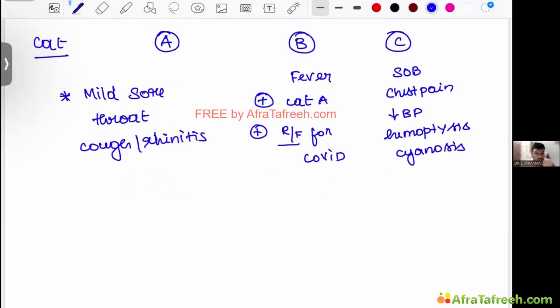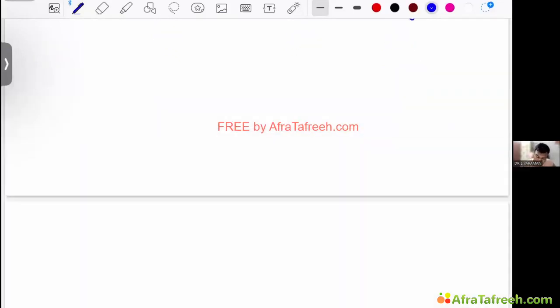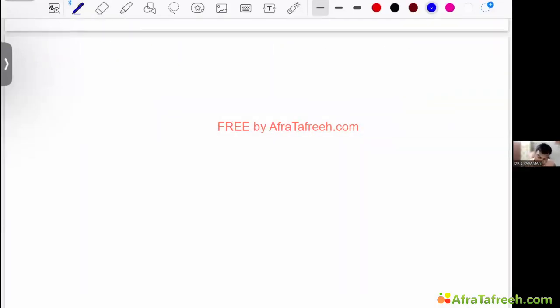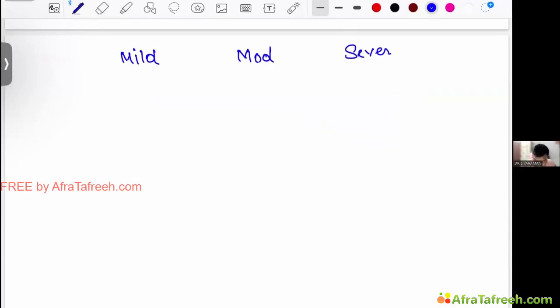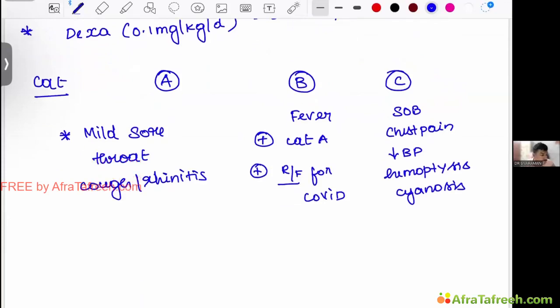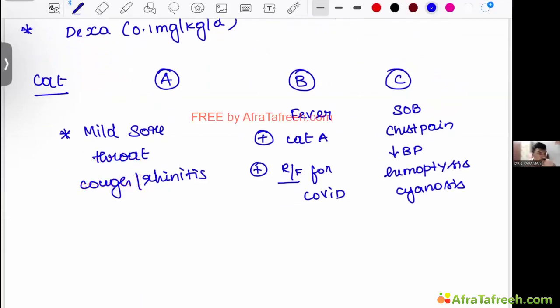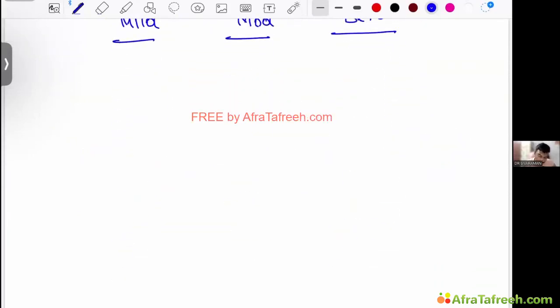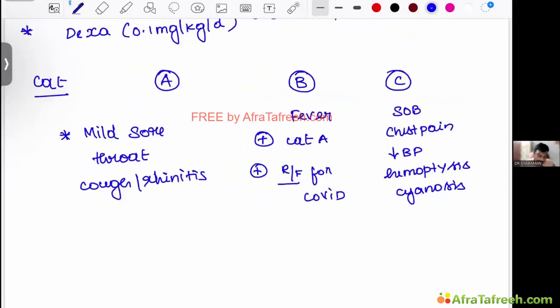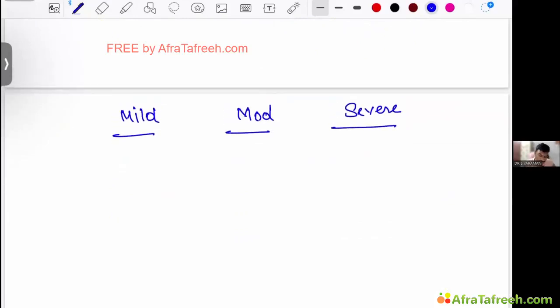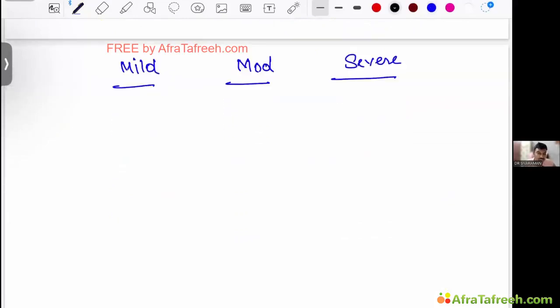Now, you are going to divide these patients as mild, moderate, severe. How are you going to divide the patient as mild, moderate, severe? Hope you copied this, right? Copied. Mild, moderate, severe, for cat C patients. We'll see, because based on that you are going to give treatment.